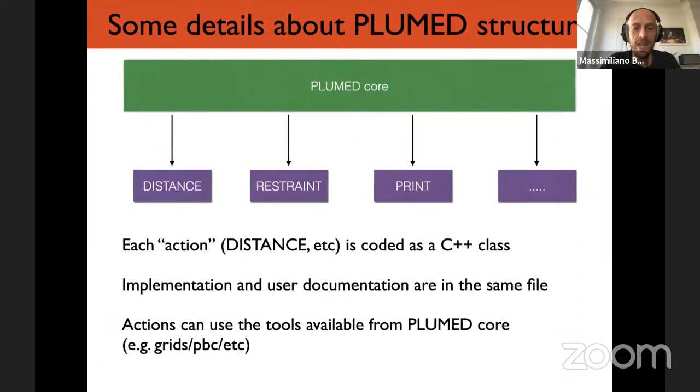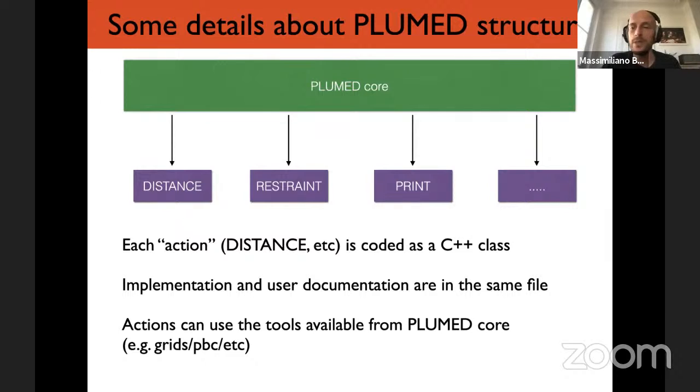On the other side, inside PLUMED, each functionality, each action, such as the distance between two atoms, a harmonic restraint, or the print command, is coded as a C++ class. If you go inside the code and look at this C++ file, you will see that each file contains the implementation of what you're doing, for example the distance CV, and the documentation in the same file, so you can have a look. This is used to build our manual automatically. And these actions use some basic tools that are available in the PLUMED core.